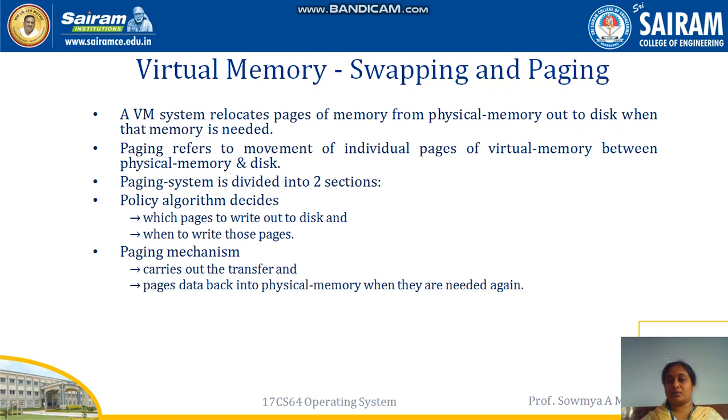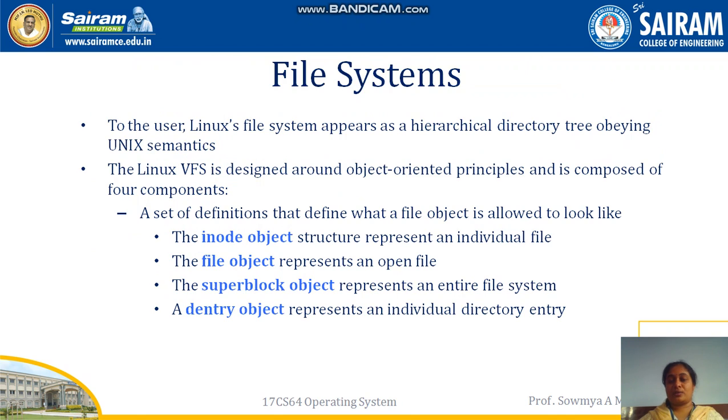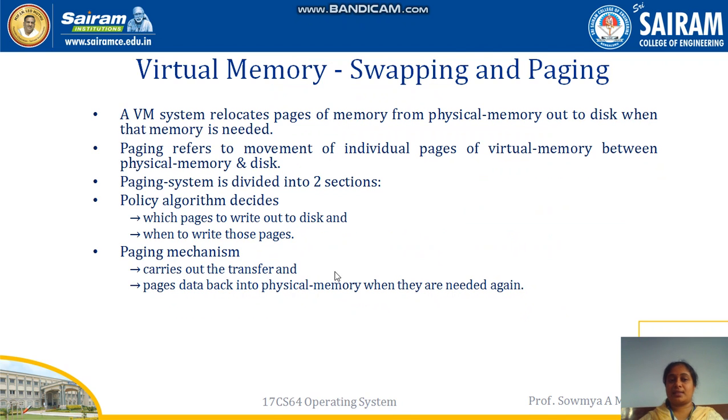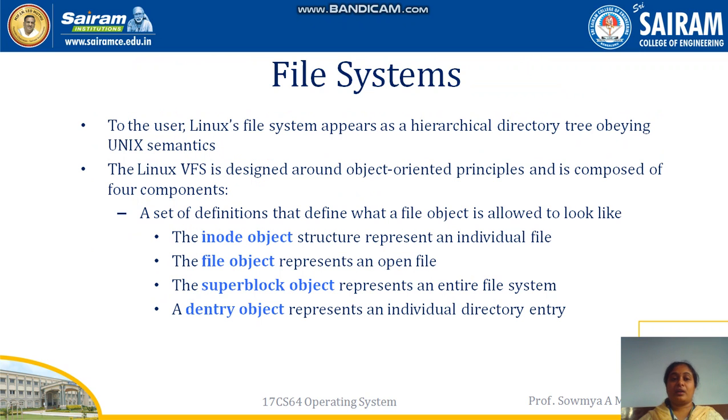The paging mechanism carries out the transfer of page data blocks into physical memory when they are needed again. The same paging method is used whenever there is a demand for a page to be copied to the main memory for execution. The page is copied from the hard disk to main memory. Whenever a page is not required and another page has to be copied to the main memory, then this page is transferred back to the secondary storage device.